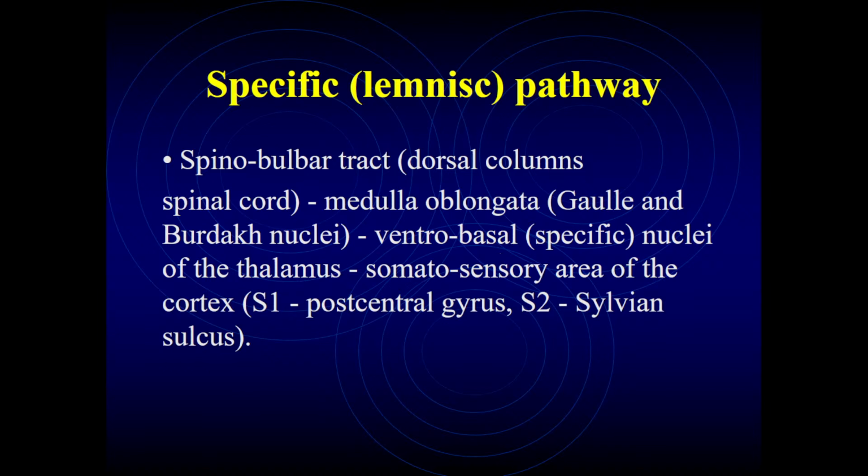These are specific nuclei of the thalamus, and then to the somatosensory area of the cortex, S1 and S2. S1 is located in the postcentral gyrus, S2 in the cerebral sulcus. The cortical part is characterized by topical organization.